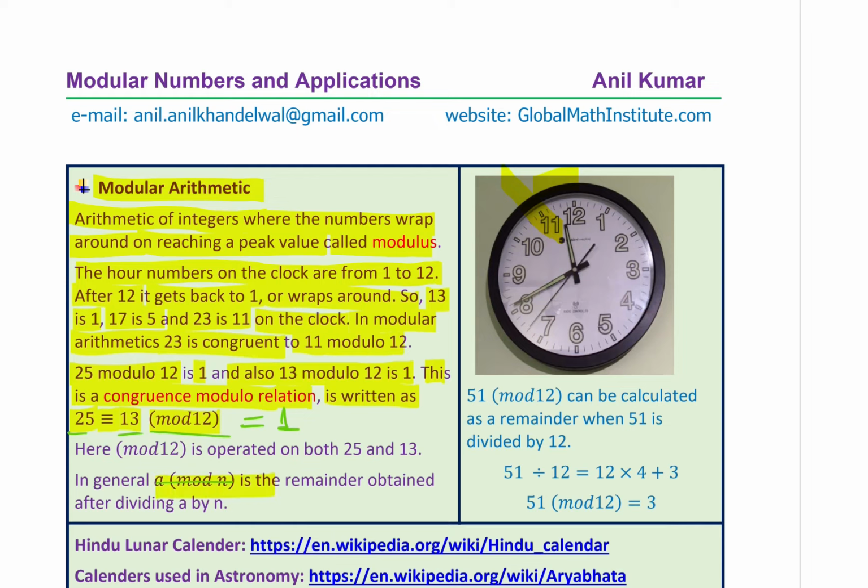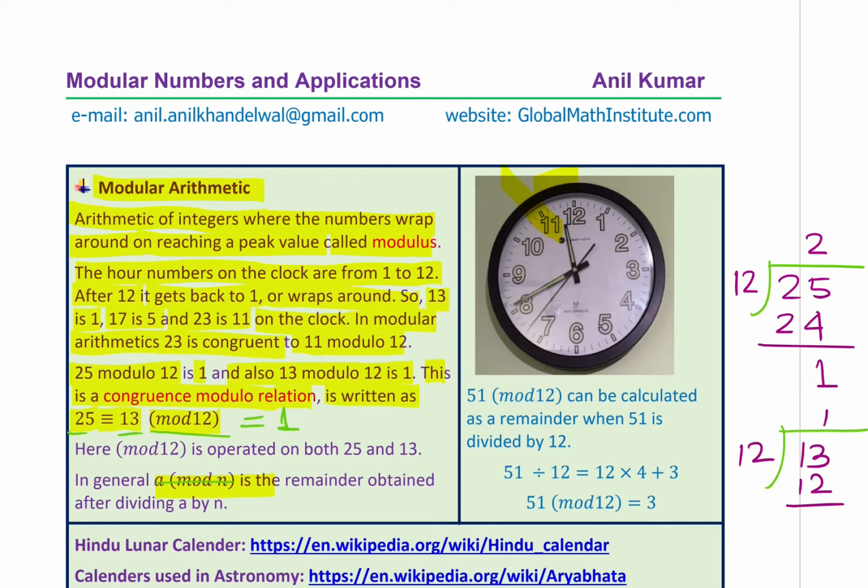Well, if I divide 25 by 12, what do I get? Let us check this. So let us divide the number 25 by 12. When I divide 25 by 12, 12 times 2 is 24, and we get a remainder, which is 1. Let us see what happens when I divide 13 by 12. 13 divided by 12 is 1 time, and the remainder is 1.